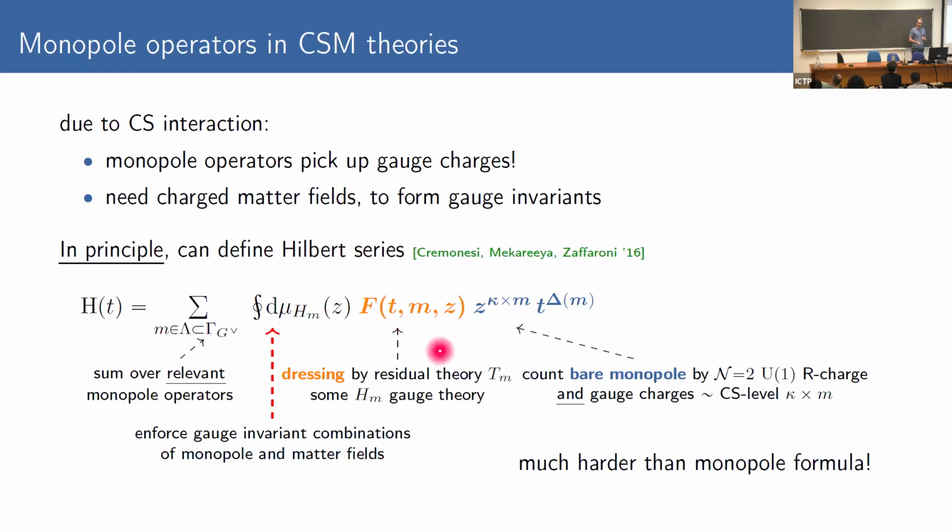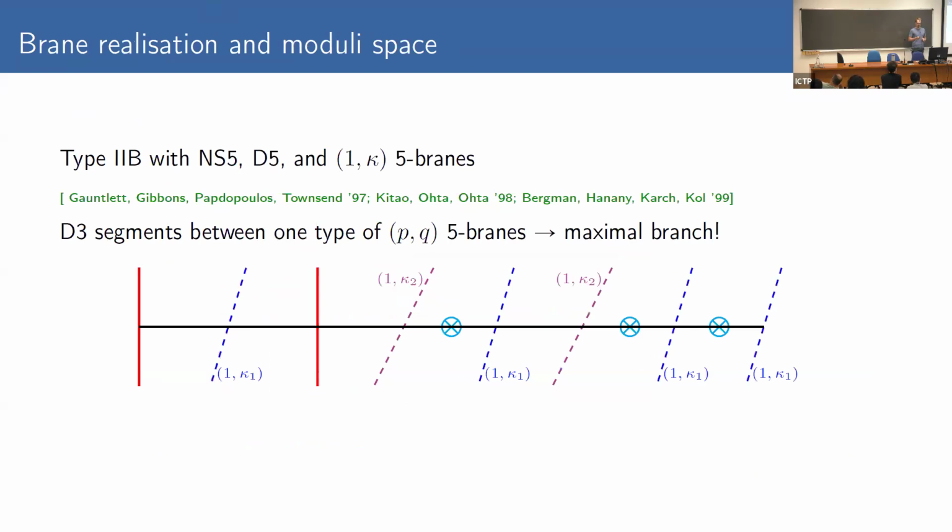Because this is a computationally, in principle, possible way of doing it, but it's very hard. Right? So let's try to see whether we can do a simpler way of doing it. One way of doing it is basically we go back to the stage where we know how to do things, and that is a brane system.